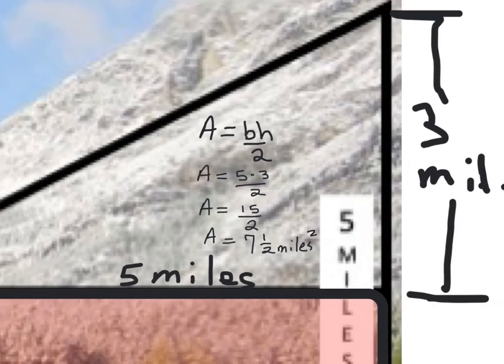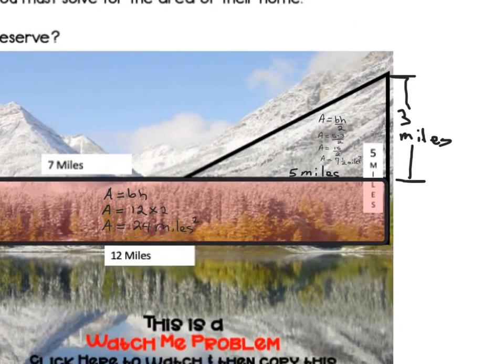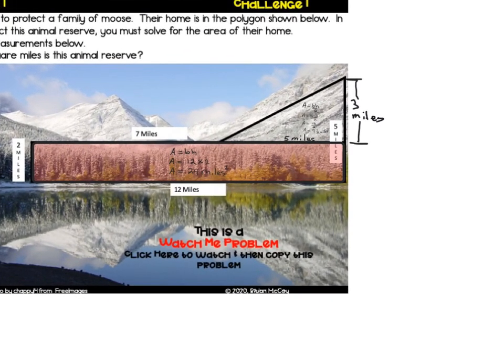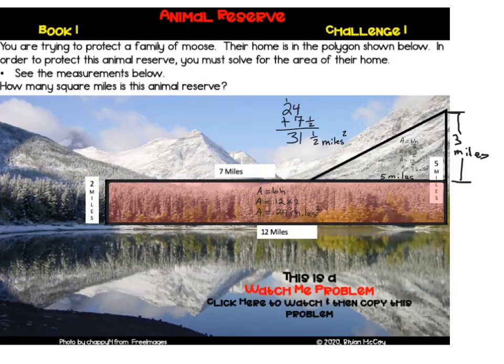So now, bam, I've figured out how many square miles are in this rectangle. That's not a rectangle. That is a triangle. Thank you. And so there's 7.5 square miles in the triangle. And then there's 24 square miles in the rectangle. So all I have to do is add those two bad boys together. Let's go ahead and do that right now. And bam, right there we have it. 24 plus 7.5 is going to give you 31.5 miles squared.